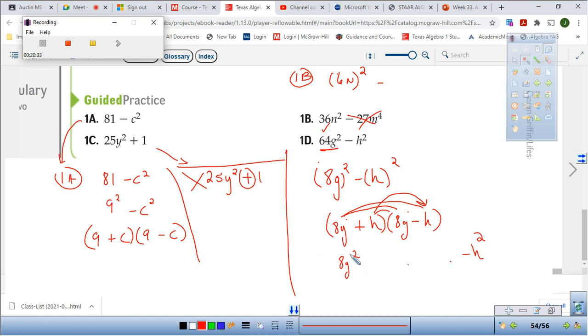Whoa, I forgot this one right here. 8G times 8G is 64, guys. My bad, I don't know what I'm doing. Leaves us with a difference. You see that difference? It leaves us with 64G squared minus H squared. Leaves us with a difference of squares. Cool?